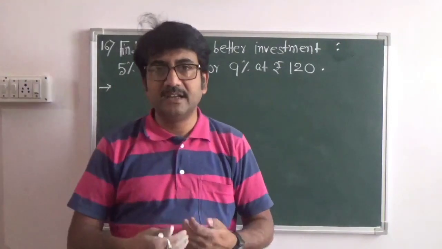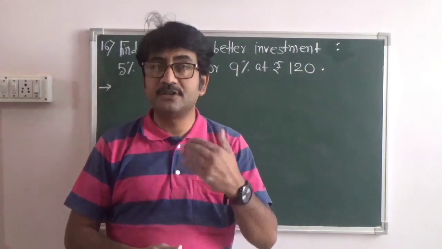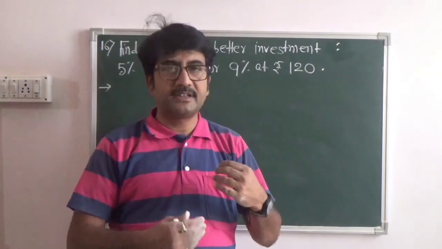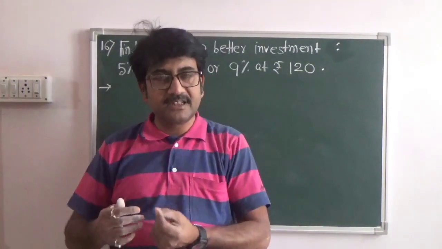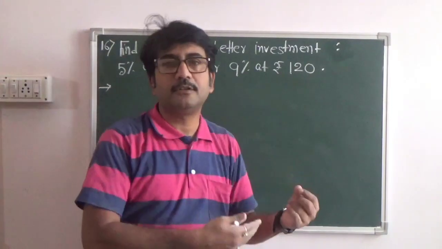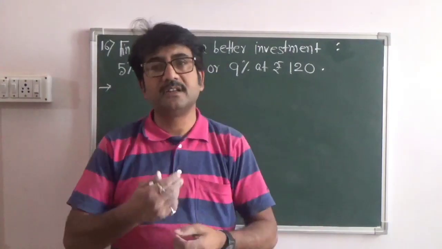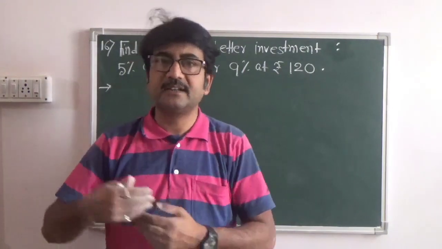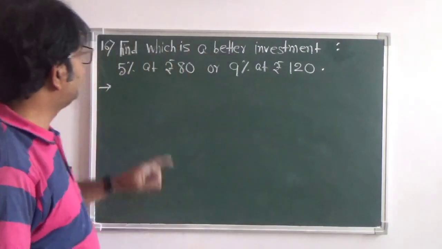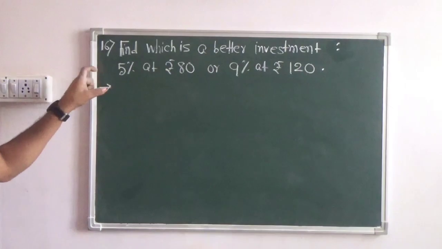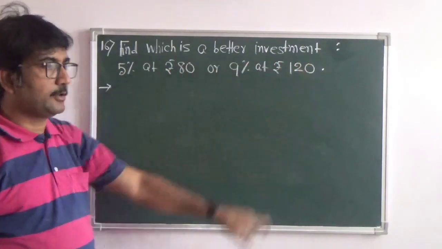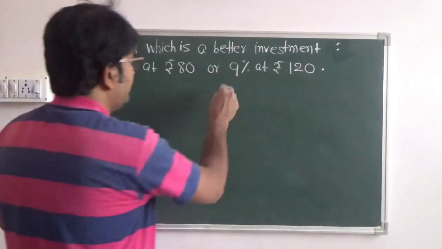So we need to check the rate of return of the two companies, which is better. If the rate of return in company A is more than the rate of return in company B, then obviously we'll opt for company A, where the rate of return we are getting is more than that of the second. Now, before getting into the problem solving, we have got two conditions here.